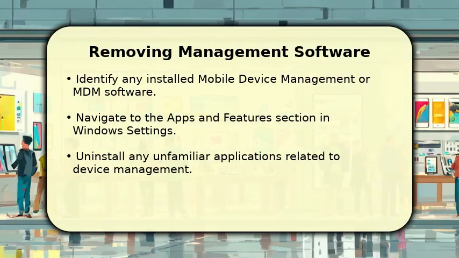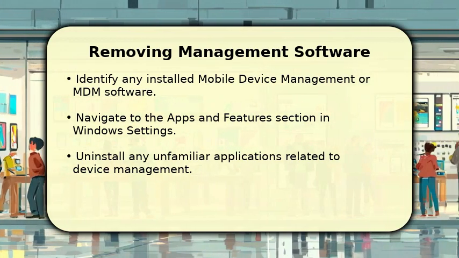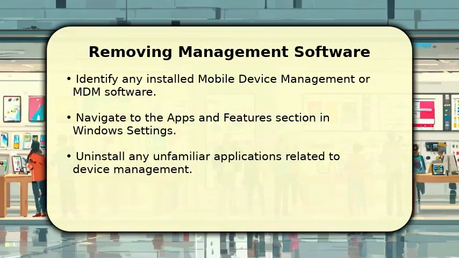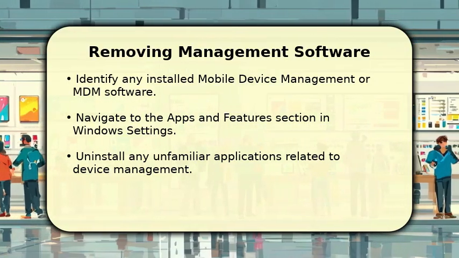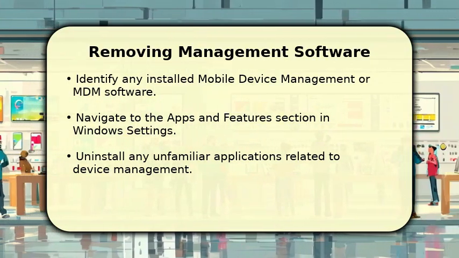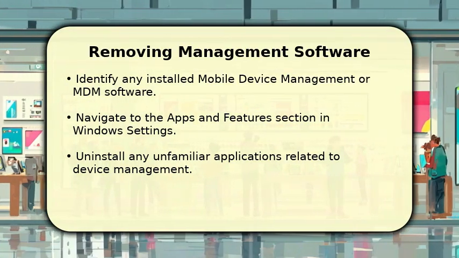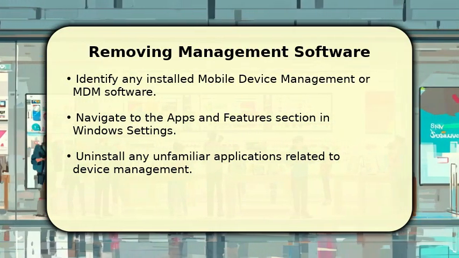Next, we will focus on identifying and removing any management software installed by your institution. Open Windows Settings, then click on Apps, followed by Apps and Features. Carefully scroll through the list of installed programs and look for anything unfamiliar or directly related to device management.